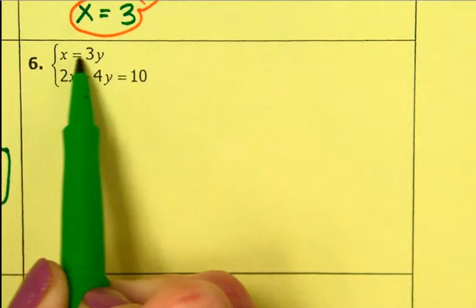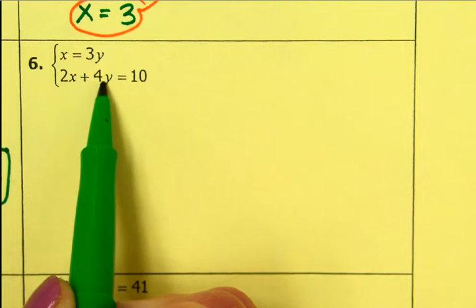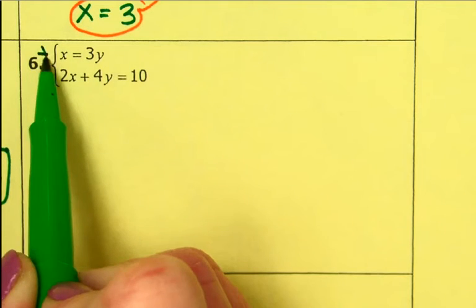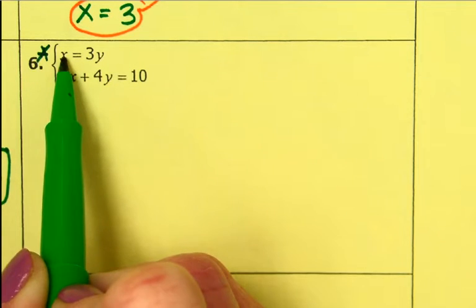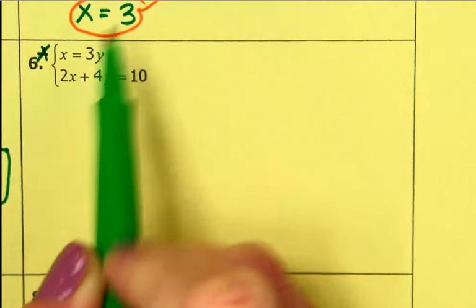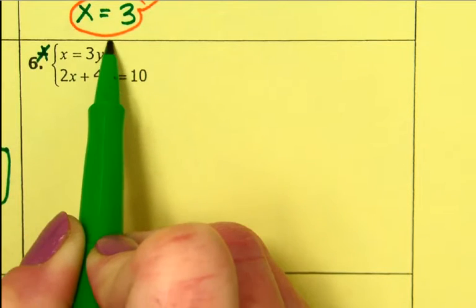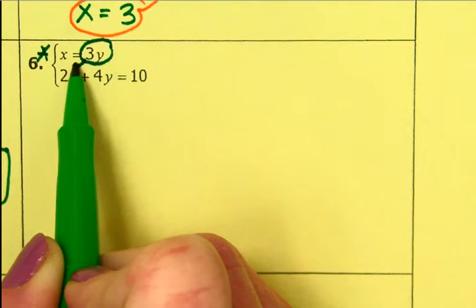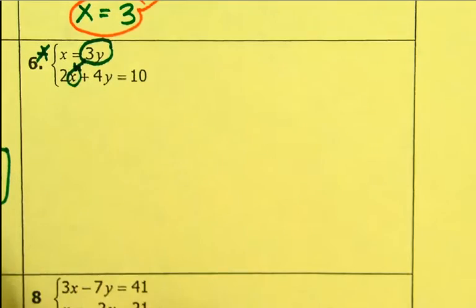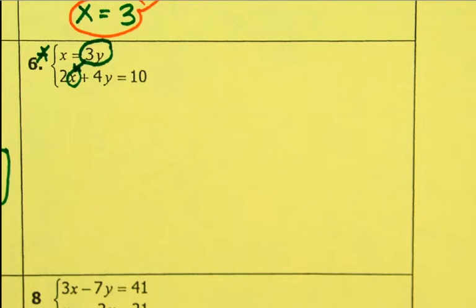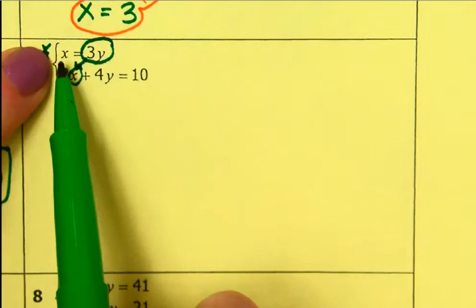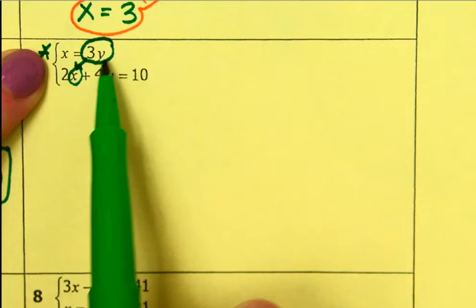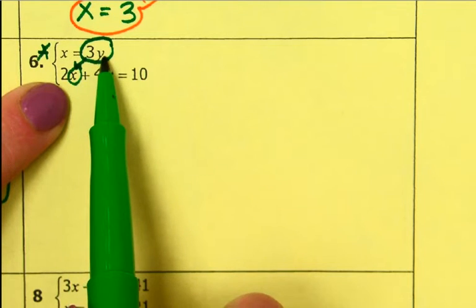So I have x equals 3y and 2x plus 4y equals 10. I'm going to choose my top equation to start with because I have x equals. Now, that means that since x equals 3y, I'm going to substitute this x with a 3y. So don't get stuck that it always has to be y equals, and you substitute and get an x. Okay, so be very careful. In this case, because it tells me x equals, I'm going to replace the x with what that equals.